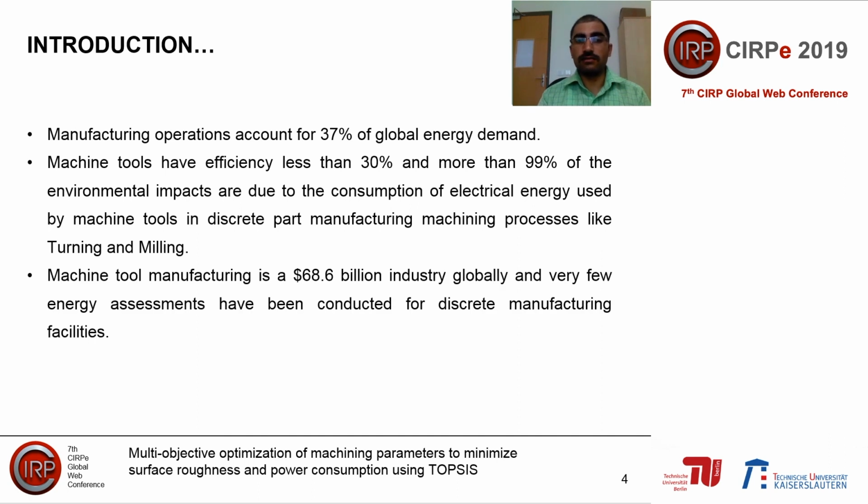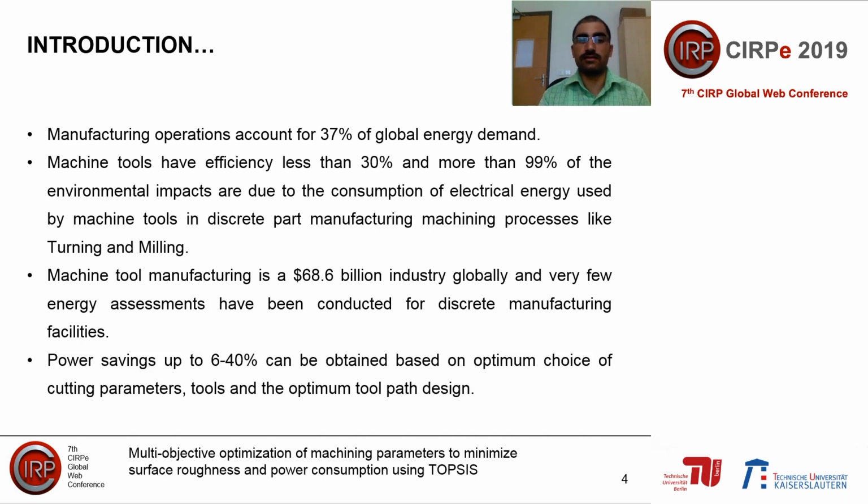Also, the machine tools manufacturing industry globally accounts for 68.6 billion, which is a very huge amount, and very little assessment has been conducted for discrete manufacturing facilities. And also power consumption can be reduced by 6 to 40%, which means there is potential for reduction of power consumption by selecting optimum cutting parameters, tools, and optimum tool path design.